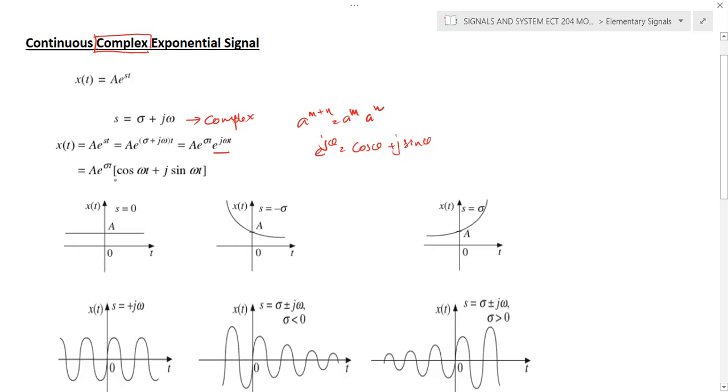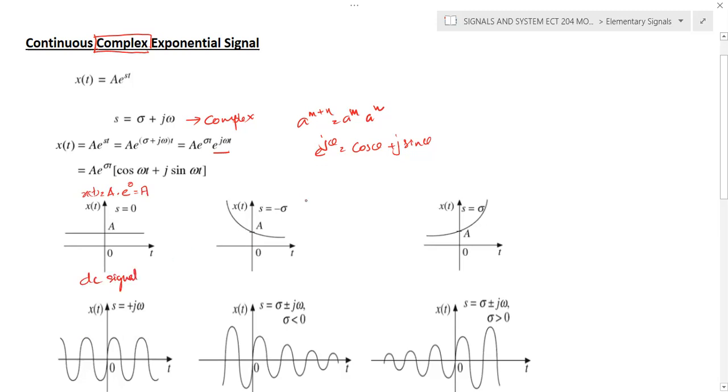First case, if s is equal to 0, then we get e raised to 0, which is equal to 1. So your equation is simply a. So x of t, you can write as a into e raised to 0, which is equal to a. So it's a constant signal. This is a DC signal.